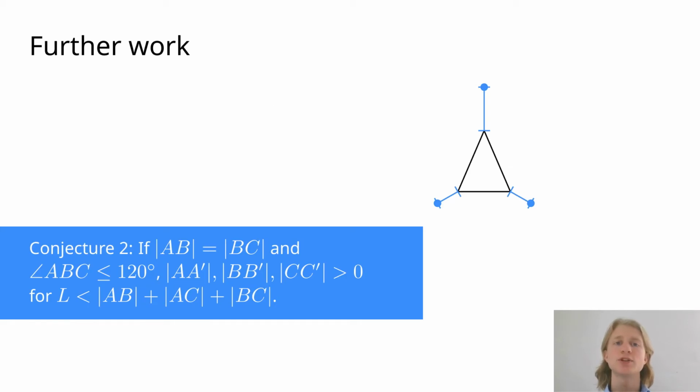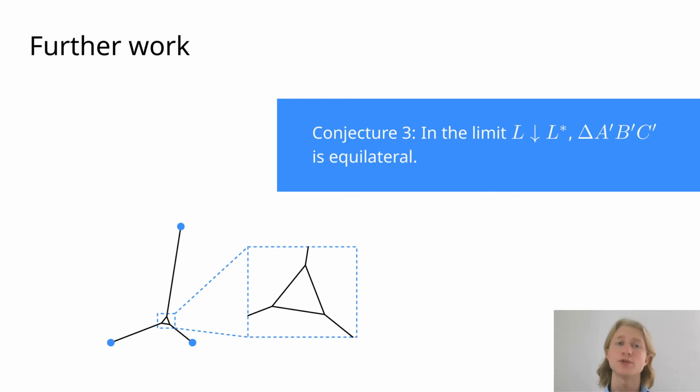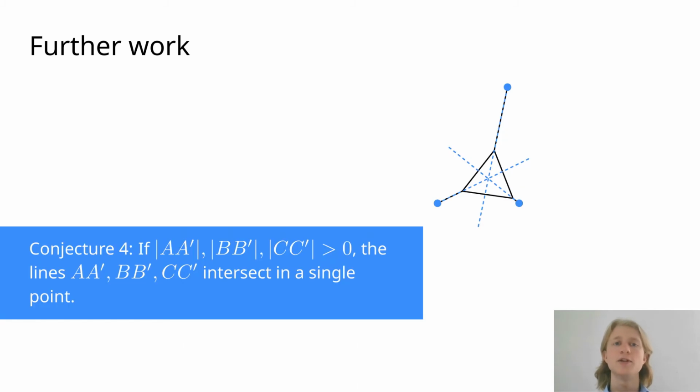Secondly, we conjecture that for isosceles triangles with an angle at the apex of at most 120 degrees, the connecting segments are of non-zero length, unless there is sufficient budget for the complete graph. Thirdly, for general triangles, we conjecture that in decreasing the budget to the weight of the dilation star, in the limit, the inner triangle is equilateral. And finally, also for general triangles, we conjecture that if the connecting segments are of non-zero length, they meet in a single point.